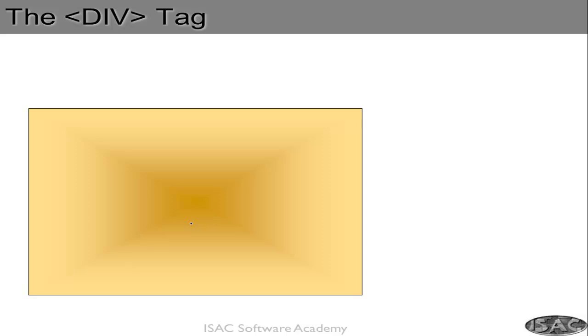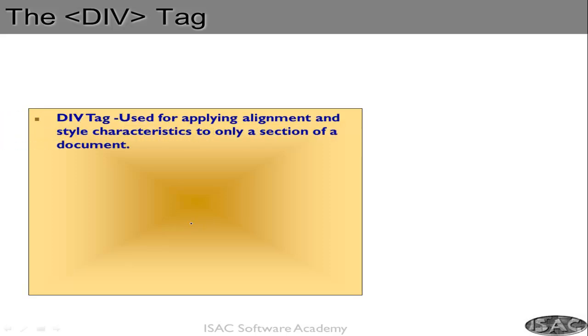Now the next tag which we will understand in HTML is called div. Div is basically a concept where it will not be only about a particular paragraph or a particular text, but a combination of things. You can have an image, a text, a paragraph, a form, all of them combined together so that you can arrange them properly. The div tag is used for applying alignment and style characteristics to only a section of a document.